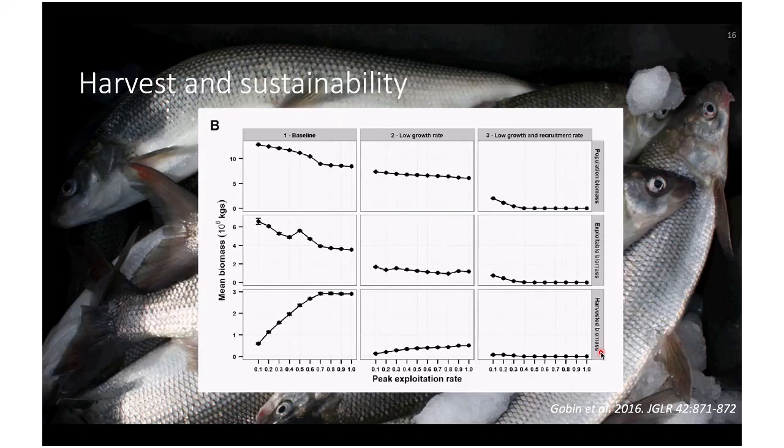So when we take together the impacts on growth and the impacts on abundance or mortality, here's what we get. In the upper panels we have population biomass. The middle panel shows the exploitable biomass, the biomass of fish that we actually could harvest because they're above that minimum size, and then what we actually harvest for these three scenarios. And on the x-axis, we have the harvest rate as it increases.